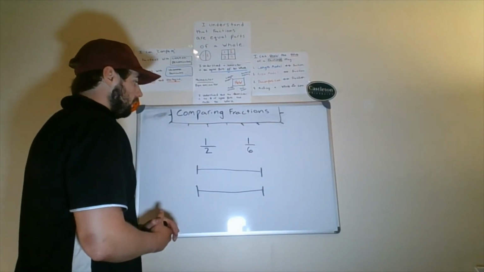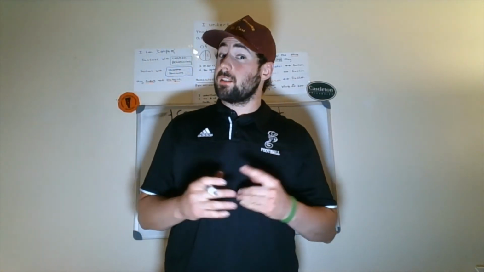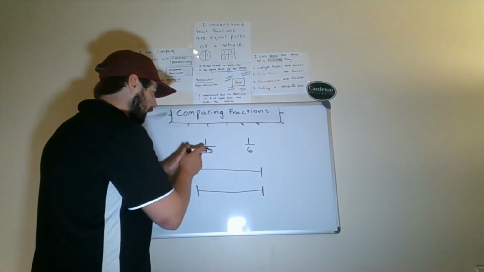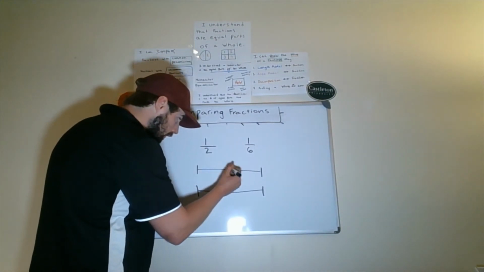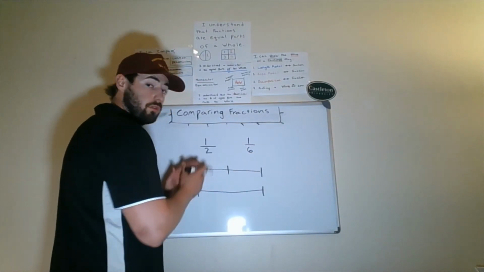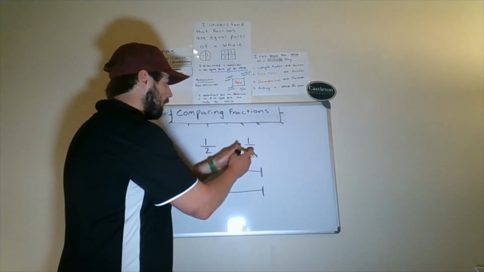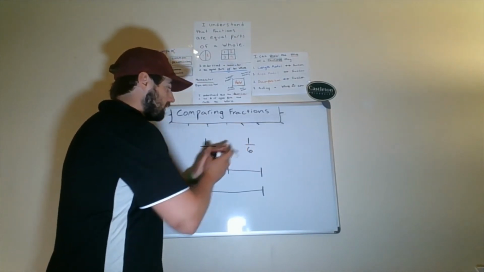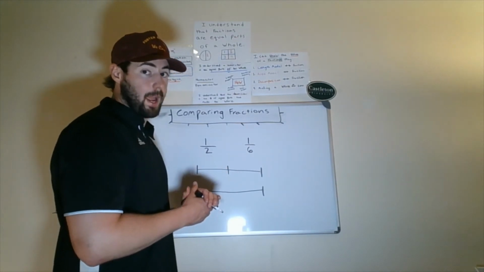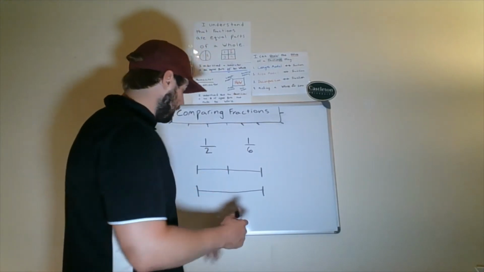2 wholes. I know I'm working with 2 different denominators, so that means the parts that make the whole are different. 1/2. There are 2 parts that make that whole. 1, 2. Looking at my 1/6, I need to think parts that make the whole first in fractions. There are 6 parts that make that whole.